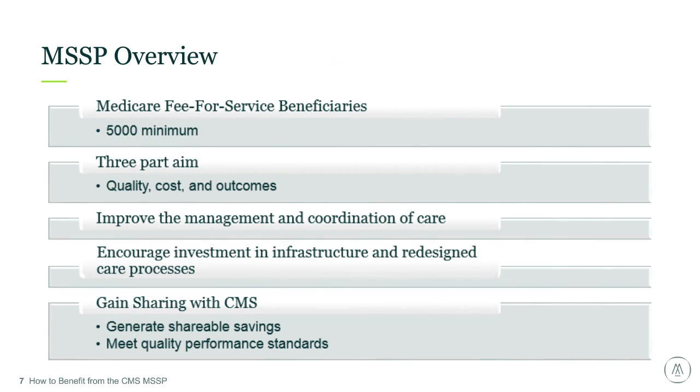Just in terms of some of the core basics for Medicare Shared Savings Programs, CMS requires a minimum of 5,000 Medicare fee-for-service beneficiaries to create an ACO. The focus is the three-part aim, also known as the triple aim, which apparently was copyrighted, so folks can't really use that. But ultimately, we're talking about quality, cost, and outcomes. And the notion there is to create greater value in the healthcare system.